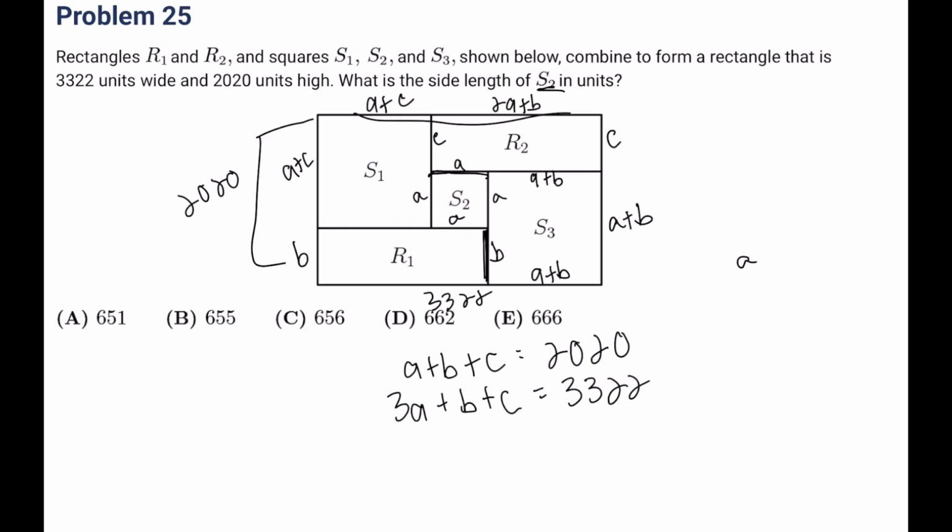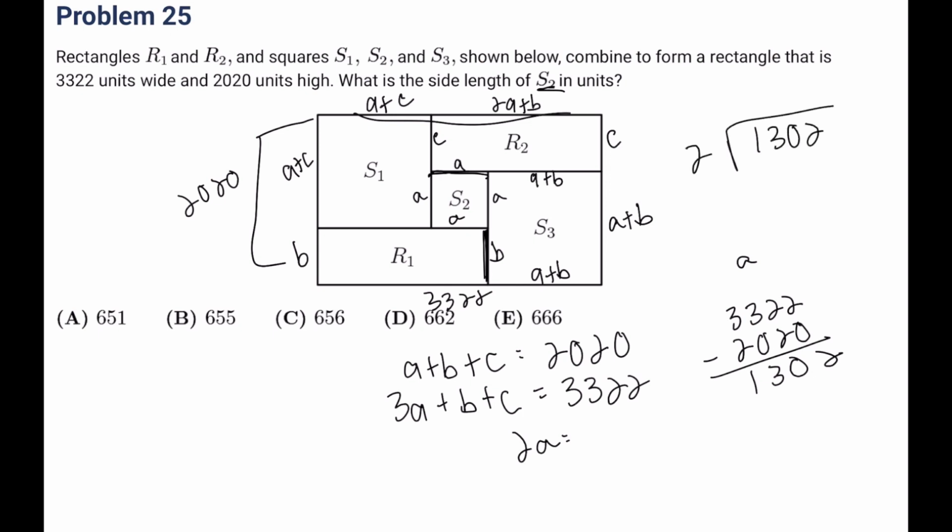So we can easily see that if we subtract this equation from this one, then we're going to be left with 2A. And all we have to do is divide by 2. So 2A equals 3,322 minus 2020, which is 1,302, and 1,302 divided by 2 is 651, and that's answer choice A.